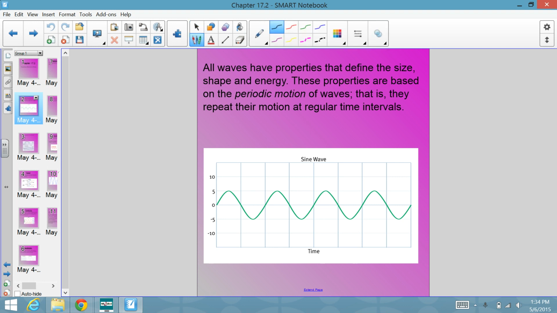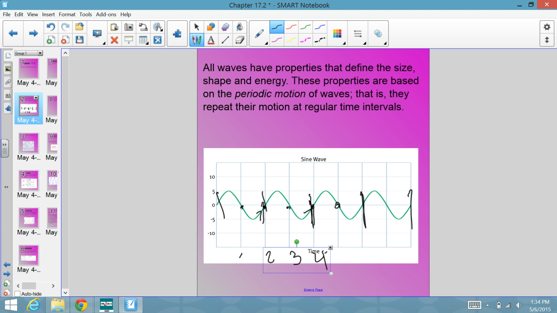So if we imagine that each of these lines represents 1 second, we can see that the wave comes back to the same place every second. It comes back to the 0 point every second. And every 2 seconds, it has come back to the same place and is moving in the same direction. It's moving up. So you can see that this motion repeats itself every 2 seconds. This part of our wave is the same as this part, which is the same as this part, which is the same as this part. That's what periodic motion means. It undergoes the same motion over a set time interval.